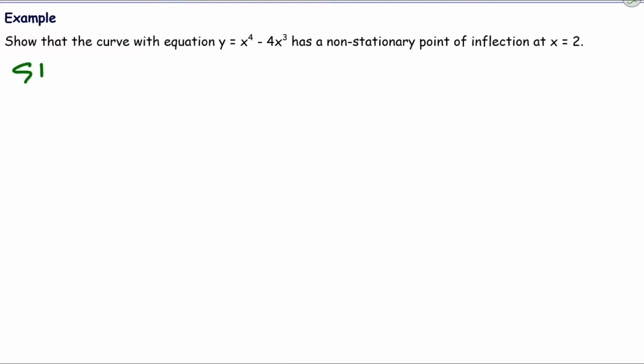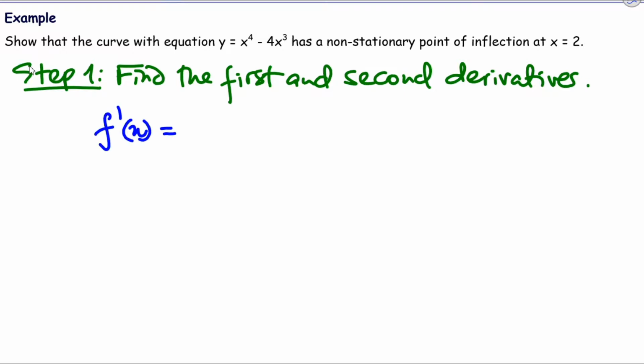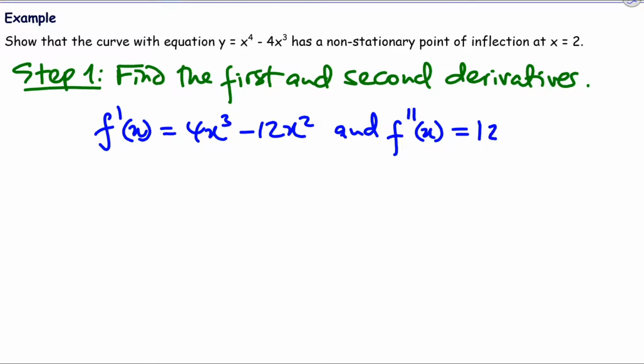So step 1, we need to find the first and the second derivatives. So the first derivative will be 4x cubed minus 12x squared, and the second derivative will be 12x squared minus 24x. Okay, so we have the first and second derivative.